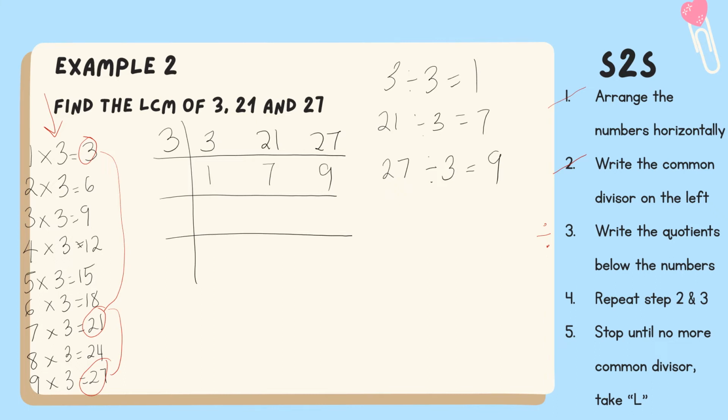Now, ask yourself about these three numbers, 1, 7, and 9. Have you seen them in one multiplication table? If not, then we just stop right there. So we have done step 3. We do not need to repeat steps 2 and 3 because there are no more common divisors. Then we're going to stop when there is no more common divisor and we're going to take the LCM. That is step 5.